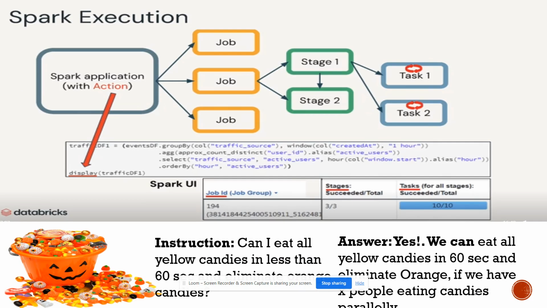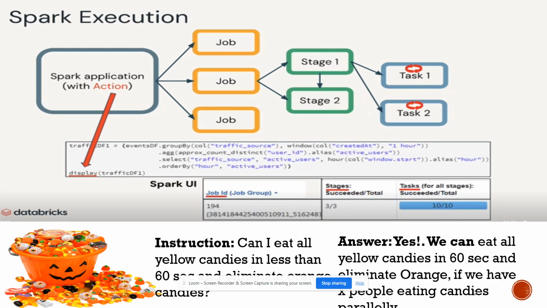So this is the execution of the Spark execution engine. It follows the divide and conquer methodology. If we perform some action, where an action would be something like display or count, then the engine divides the action into jobs, stages, and tasks. This is the process of how Spark execution works. It divides the code into jobs, stages, and tasks.